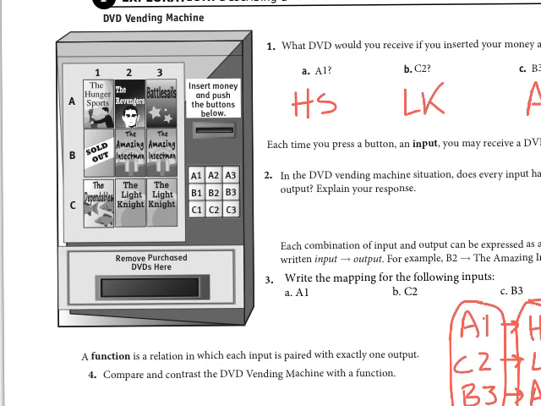So it's okay if more than one input shares an output. It's just not okay if one input has two different outputs. Okay, so let me say that again. It's okay if more than one input shares an output, but it is not okay if one input has more than one output. Okay, that's going to be important as we move forward.